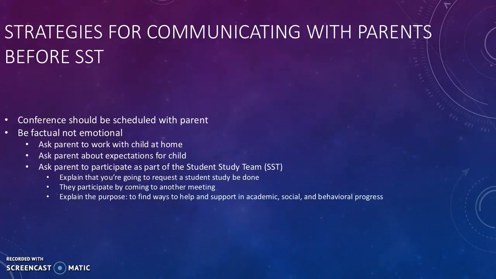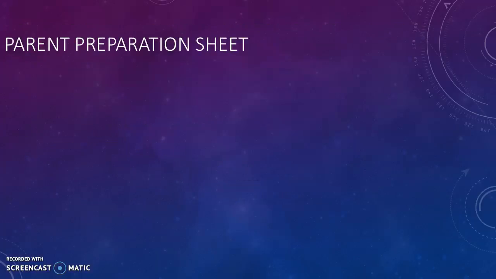A conference should be scheduled with the parents. The person who is running this meeting should be factual and not emotional. They should ask the parent to work with the child at home, ask parents about expectations for the child, ask parents to participate as a part of the student study team, and explain that you're going to request a student study be done. They participate by coming to another meeting and explain the purpose as a way to find and help support academic, social, and behavioral progress for their child.